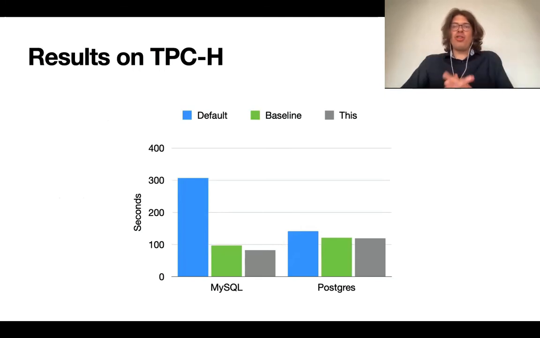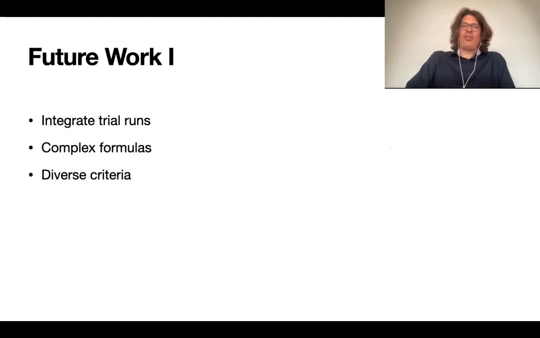Now, this approach only uses text documents in order to generate recommendations. I don't necessarily advocate leaving it at that, but I see this as a starting point for other tuning methods. So as part of my future work, I will try to integrate information extracted from text documents with measurements gained by executing trial runs for specific parameter settings. I also want to support more complex formulas for those tuning hints, and I want to extract information about a more diverse set of criteria.